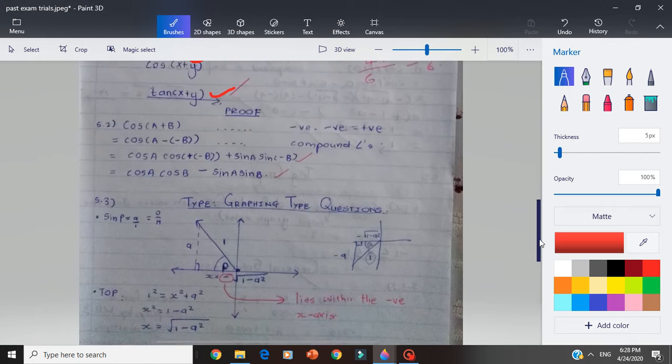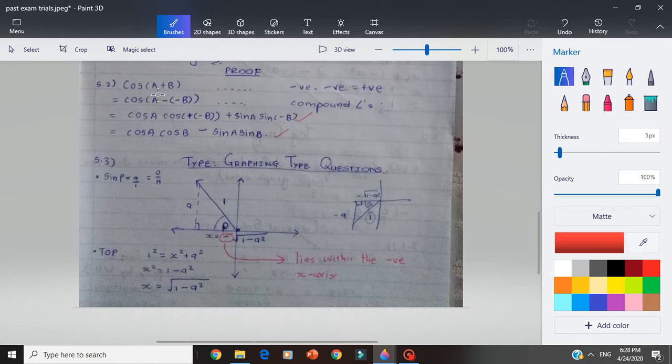Okay. The next thing we're going to look at is a proof. And here you got cos of a plus b. And we want to prove that it is equal to cos a cos b minus sine a sine b. So all you're going to do is take out a negative from the b and times it by a negative b, which still gives you plus b. Right, so we haven't changed the equation, we just rewrote it in a different way.